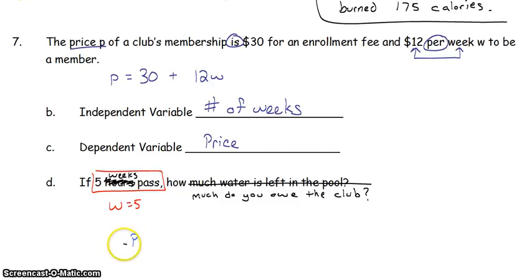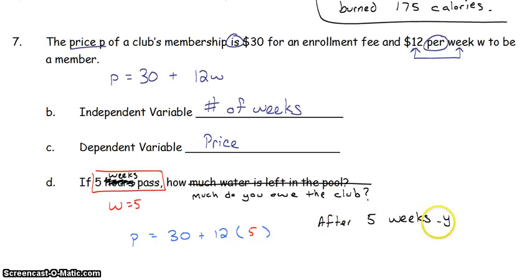The price that I have to pay the club is going to be equal to the $30 enrollment fee plus $12 times the number of weeks, which we said was 5. So after 5 weeks, you pay the club 30 plus 12 times 5, $90.